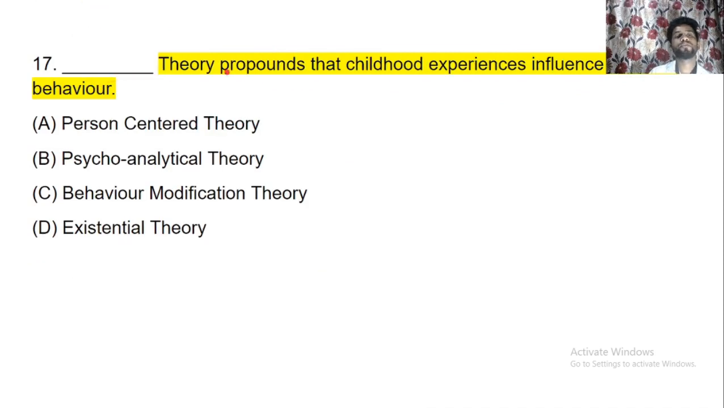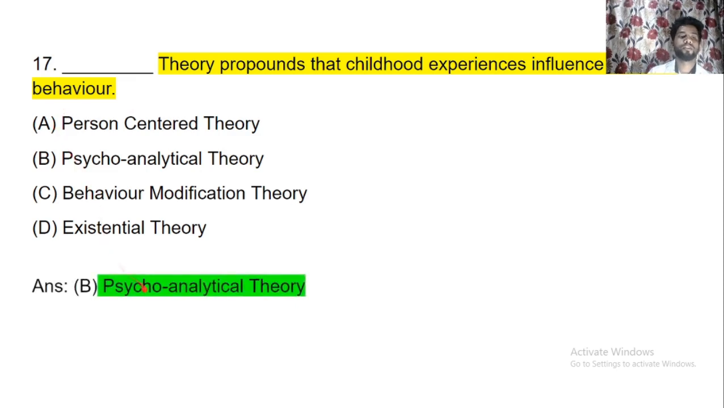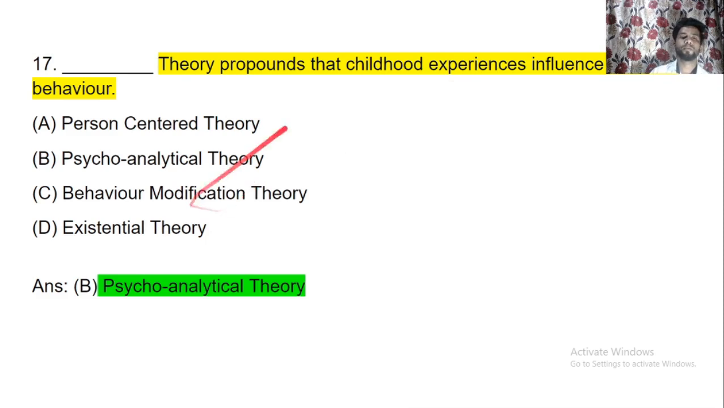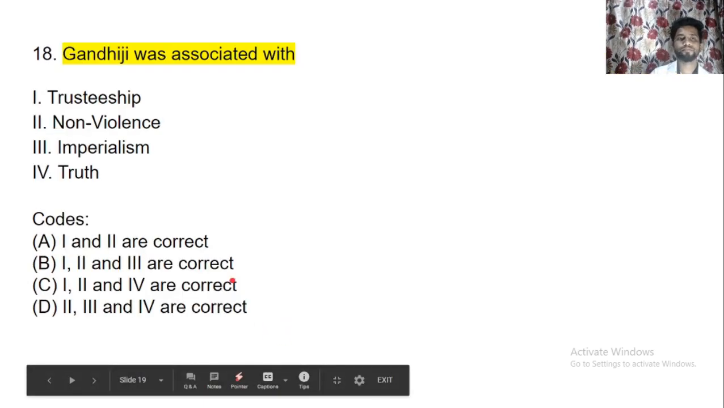Now, which theory propounds that childhood experience influences adult behavior? We all know that the psychoanalytic theory propounds that childhood experience influences adult behavior, meaning whatever experience you gather in your childhood will influence your adulthood or adult behavior. So psychoanalytic theory talks about that.